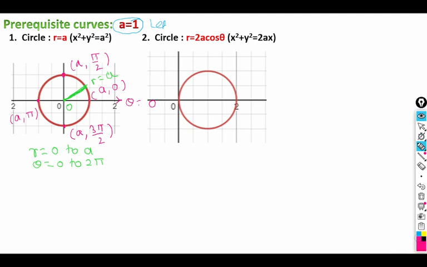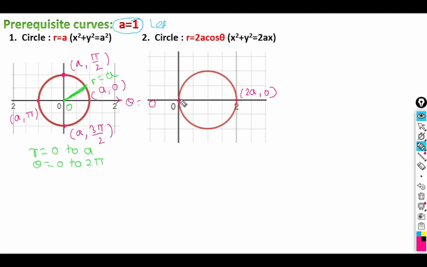Now, what will be the coordinates you will observe? So this is theta equal to 0. If you put theta 0 here, cos 0 is 1, r is 2a. So the coordinates of this point are 2a comma 0, because theta is 0, r is 2a. Now come to this other point.